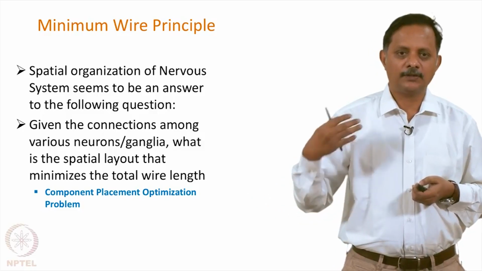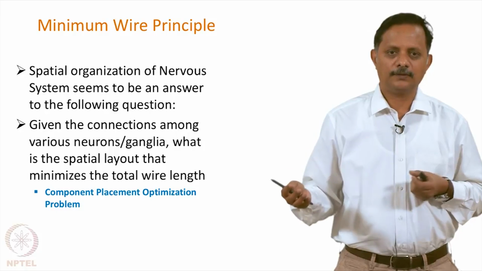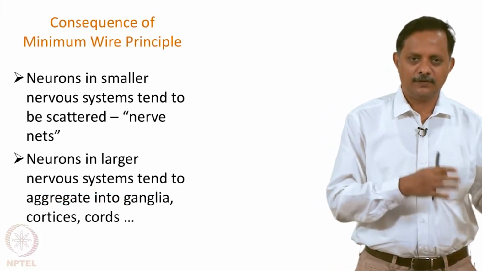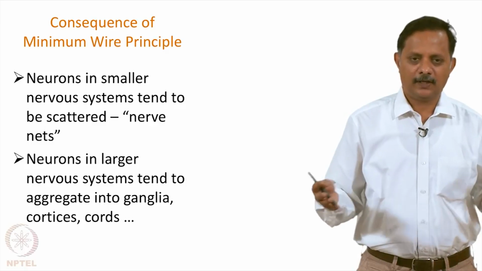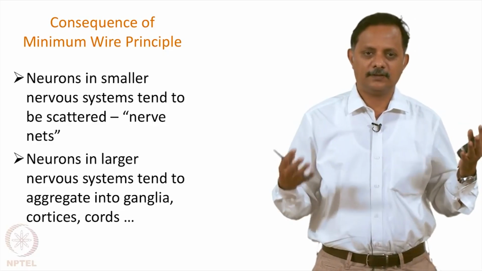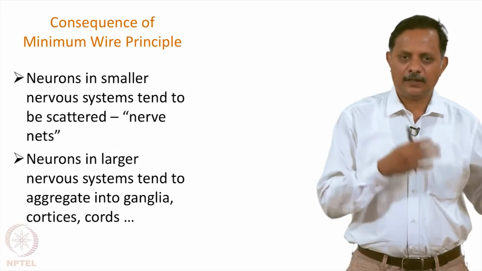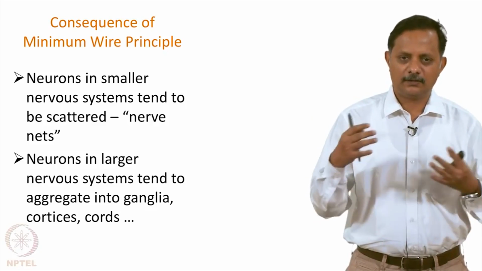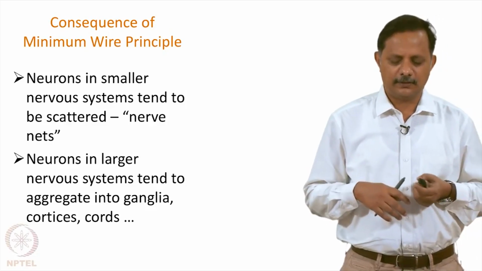So, that is, simply by invoking the minimum wire principle, can we show how we can go from the nerve nets or the diffuse nerve nets when you have a small number of neurons in a nervous system, whereas as you add more and more neurons, as a nervous system grows in size, does it actually evolve into chains of ganglia and cortices and brains and cords and so on and so forth. So, let us look at that.